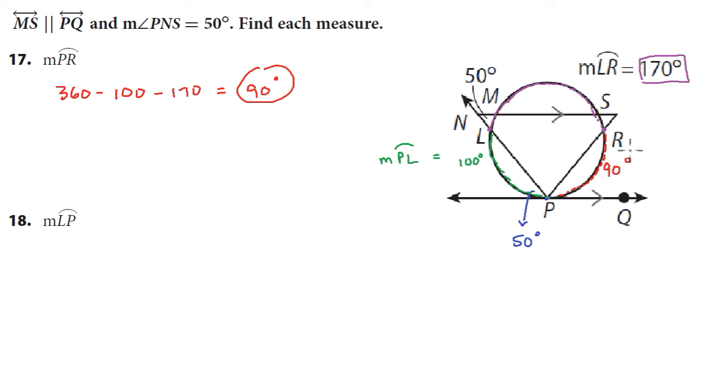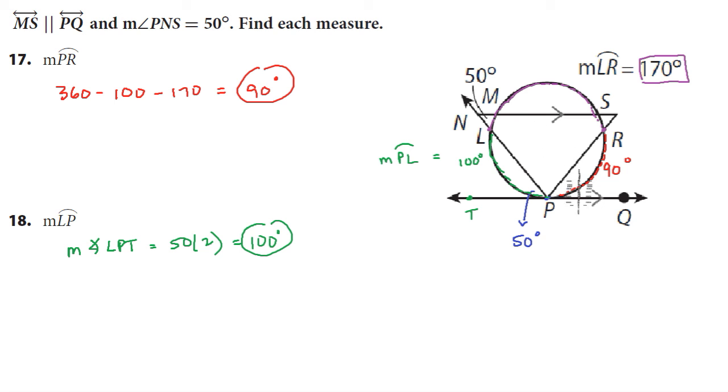So far, so good. Now it asks me what the measure of arc LP is. LP, well, we've already figured that one out. The measure of LP was just the measure of angle LPT, and let's put another letter here, QRS, let's say T. LPT is equal to 50 times 2, which is 100 degrees. So that gives us our measure of LP.